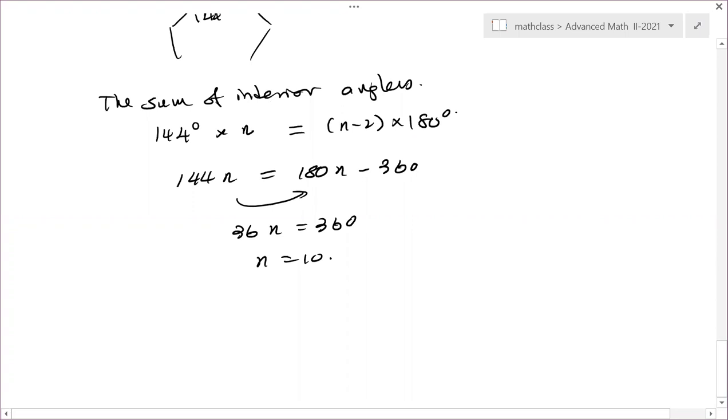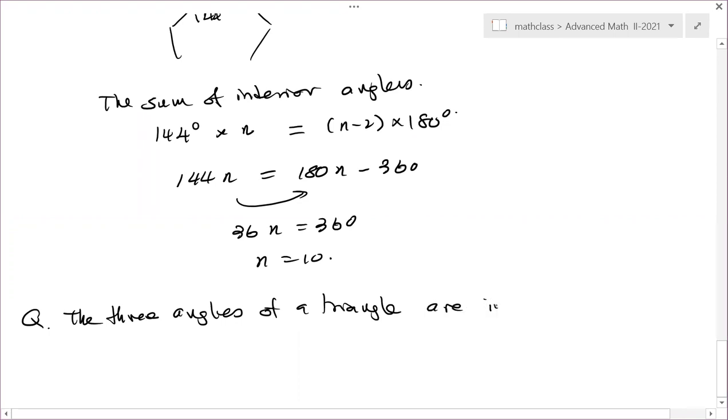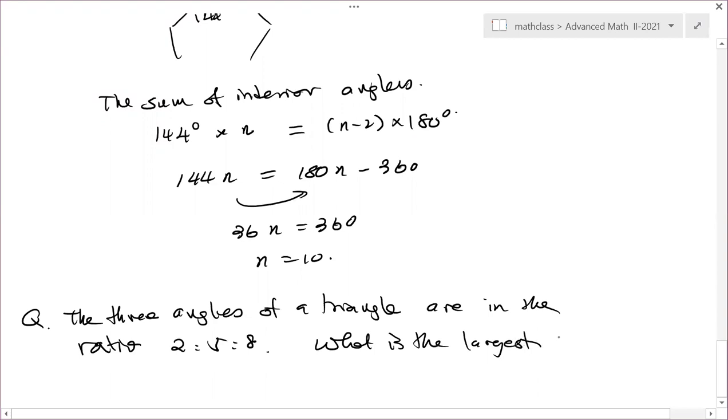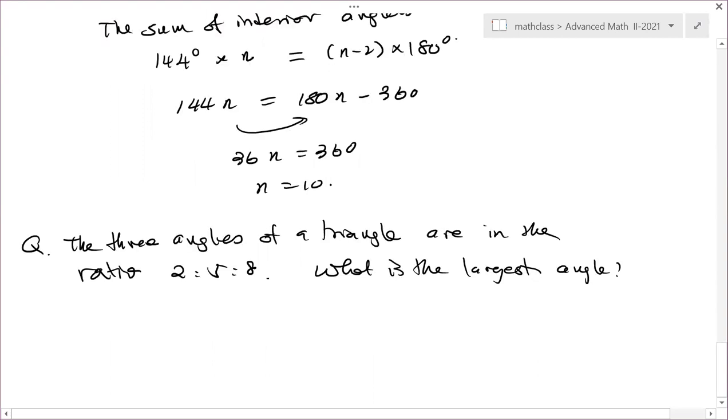All right, our next problem I wanted to try is that the three angles of a triangle are in the ratio 2 to 5 to 8. What is the largest angle? All right, so please work on this.